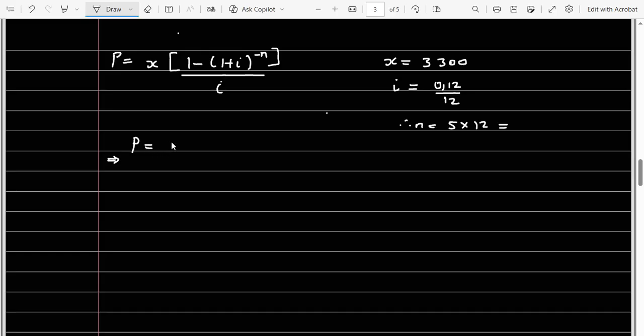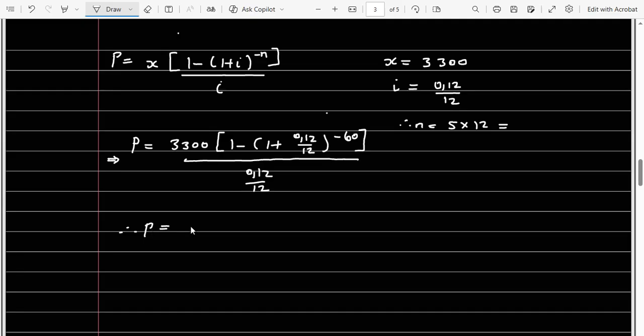So P is equal to x, that's 3,300, then we have 1 minus, into 1 plus 0.12 divided by 12, everything to the power negative 60. Close the bracket. Let's divide that by the interest rate. So the interest rate is 0.12 divided by 12.